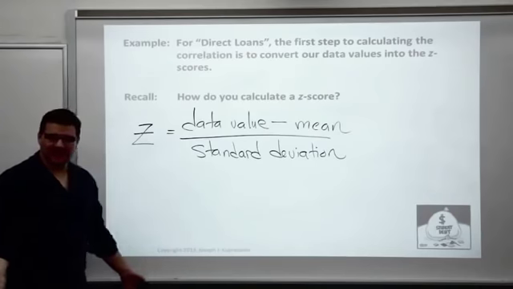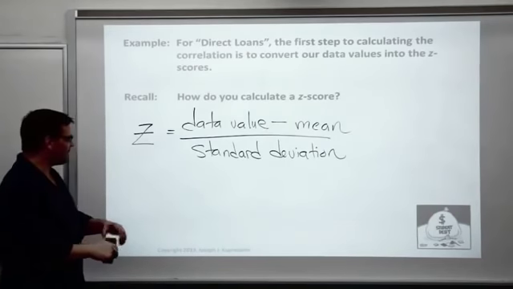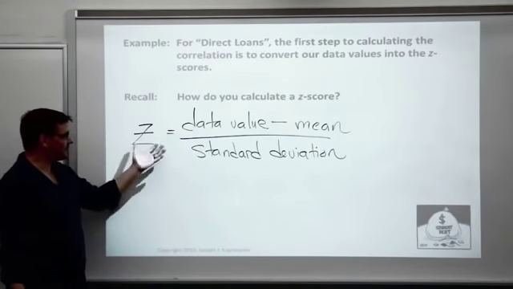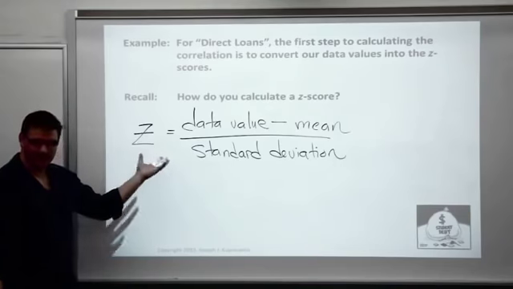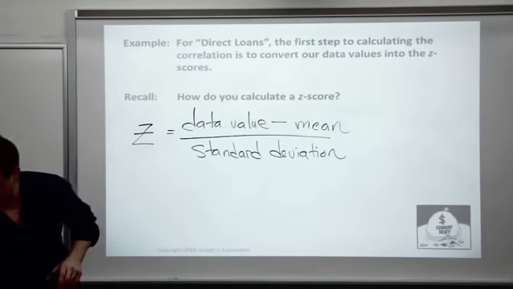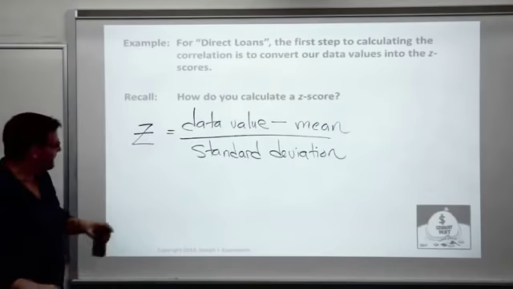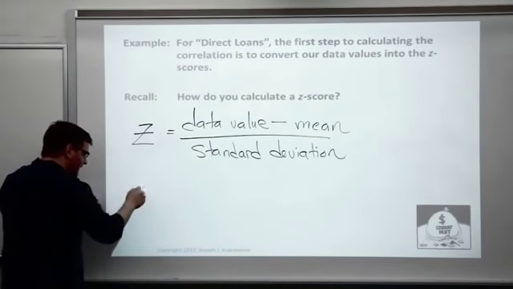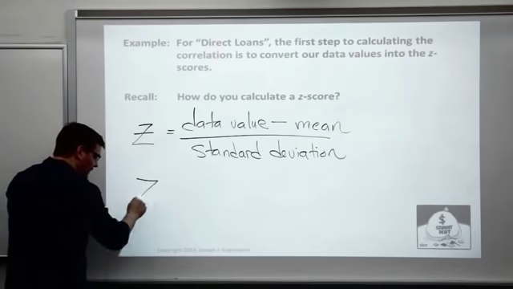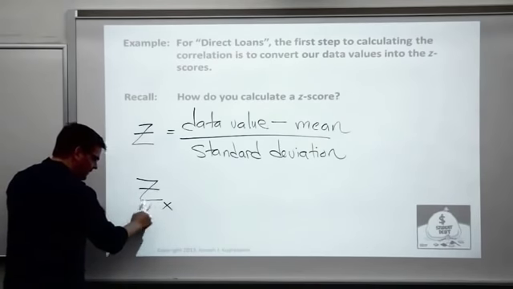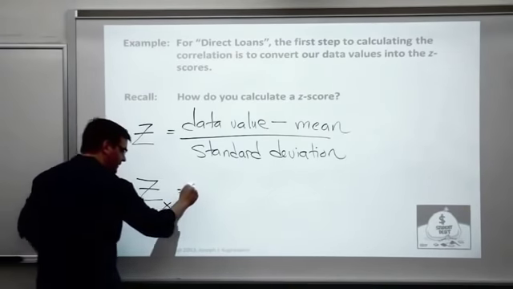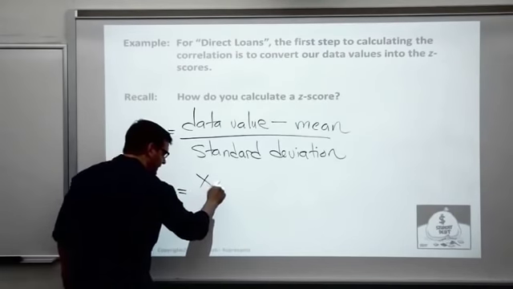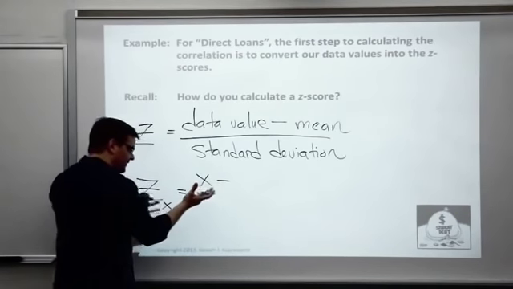In this unit with regression, we're working with two variables, so we'll actually have to calculate z-scores for both the x and the y variables. I'll change this to symbols. I could calculate a z-score for x. I'll put a little subscript x here, and this would turn out to be x minus the mean for x.